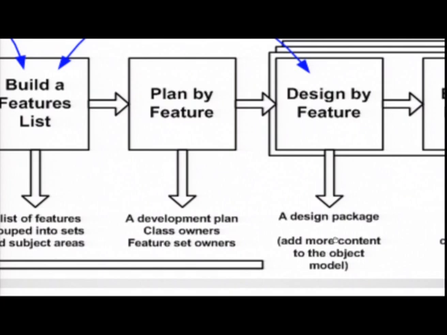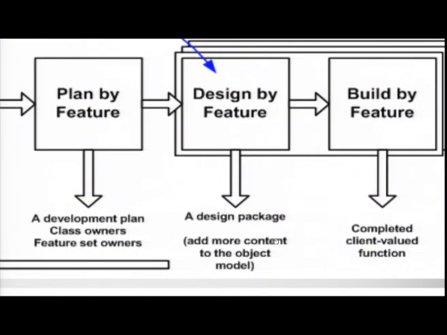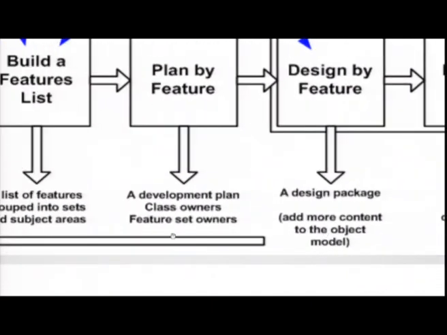Now, you have design by feature. Here it acts as a package, that is the reason it is called a design package. It adds more content to the object model. What does it mean? Here you create an object model with shapes, and when you design by feature and it becomes a package, more content is added to the object model, which means more shapes are added. And then you build by feature, which is nothing but what has been validated by the customer end. So, the completed client valued function, you place it over here. So, it goes like this.